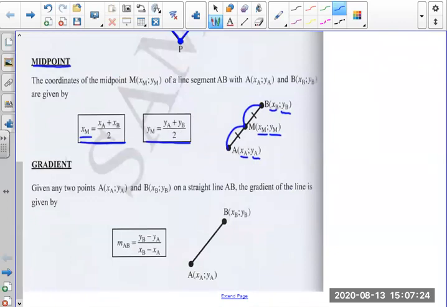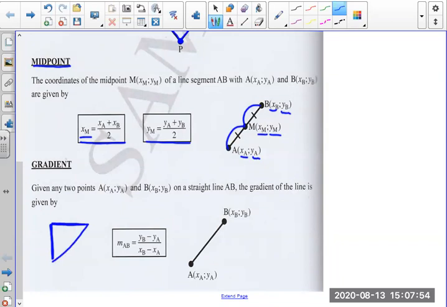Okay, then they can also ask you the gradient. Now the gradient means how steep the line is. Are you climbing or are you descending? Okay. Now, I don't know if you have heard of rise over run. Rise over run. How you rise over the distance that you're taking gives you the gradient.